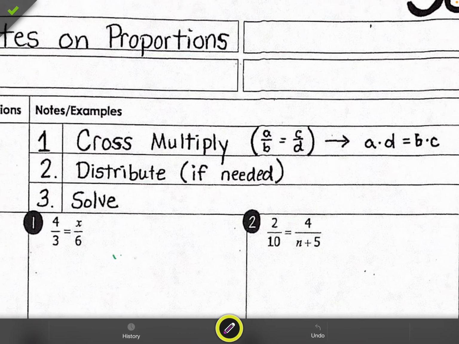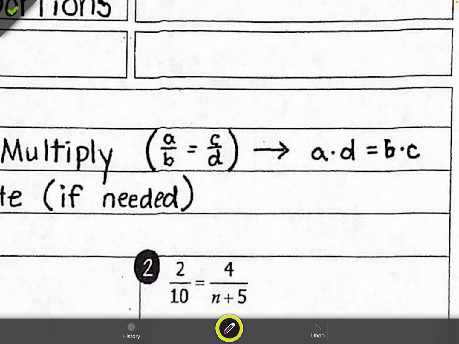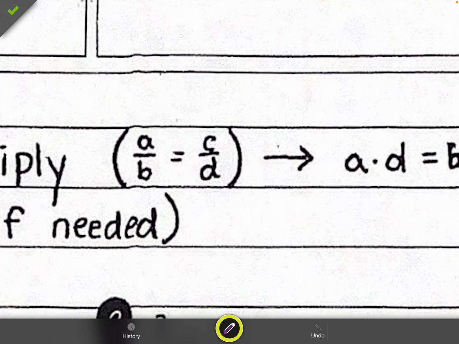So a proportion is just 2 fractions that are equal to each other. Sometimes they will call them ratios instead of fractions. Ratios is just another word for a fraction or a comparison of 2 values or 2 things. And so if we look at step 1 here, it says cross multiply. And then in parentheses, we give you a little example. So notice that we have 2 fractions that are equal to each other. So that's why it's called a proportion.